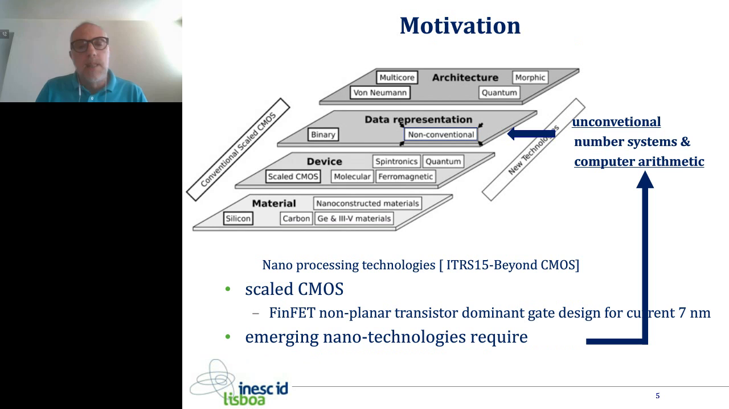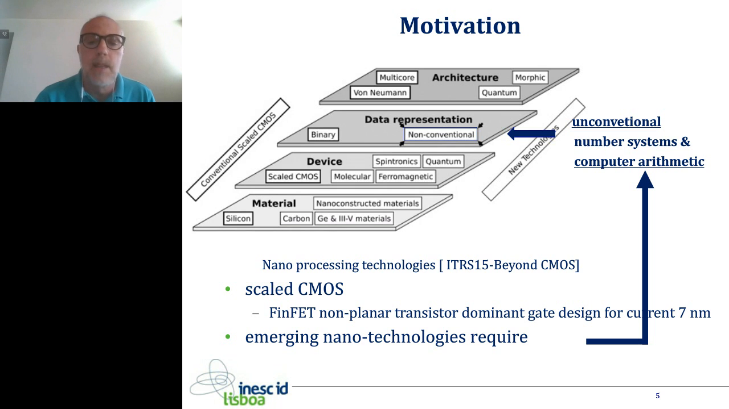So the motivation is that if you look at this figure, which is the same kind of report from 2015, from the International Technology Roadmap for Semiconductors, you see different levels: the material, the device, the data representation, and the architecture. It's a simplified scheme, but it gives an overview of the whole picture for designing a system. On the left side of this figure, you have the silicon path that goes vertically to scaled CMOS, then binary data representation and von Neumann architectures, as well as multi-core architectures.